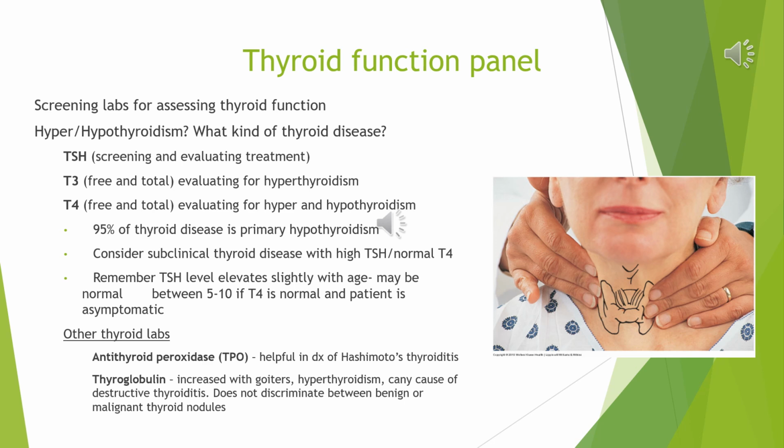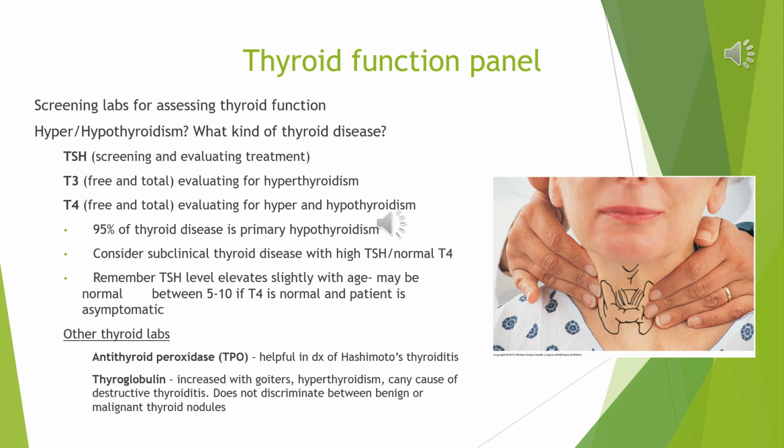I just wanted to touch real quick on the possibility of a thyroid nodule being detected. You'll obviously have a TSH that's done. You're going to order a thyroid ultrasound and maybe some other serum levels if indicated. You can include the anti-thyroid peroxidase, or TPO, and the thyroglobulin. The TPO is helpful for diagnosing chronic autoimmune thyroiditis or Hashimoto's. So the TPO is going to be elevated in those types of autoimmune conditions.